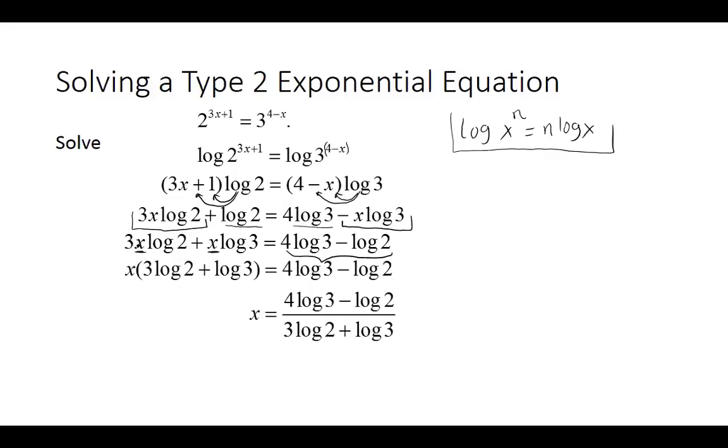If I factor the x out, I get x times 3 log of 2 plus log of 3. And this would be my coefficient of x now. So if I divide both sides by the coefficient of x, this would be my x. Now, all these terms are just a number. We can use our calculator to evaluate that. And you get something close to 1.165.